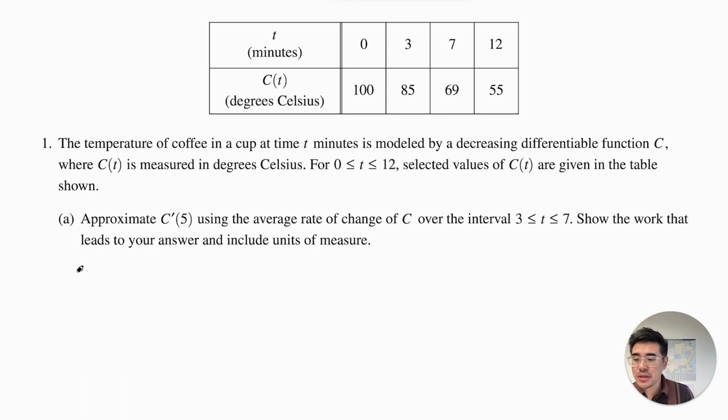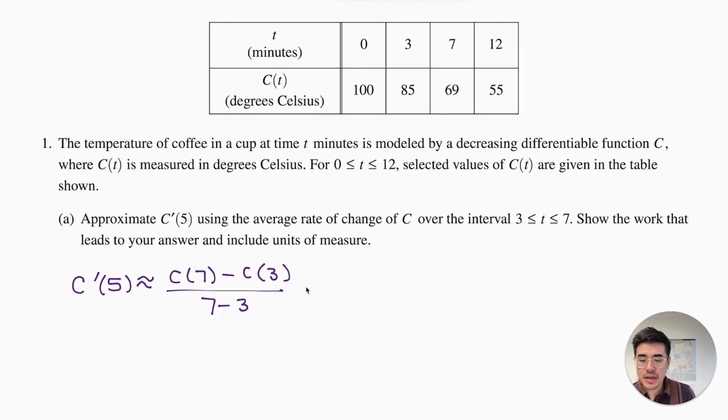So to properly show your work, here's what I do. C prime of 5, and since it's an approximation, I'm going to use the squiggles. C of 7 minus C of 3 over 7 minus 3. Then I plug in values from my table, so I get 69 minus 85 over 7 minus 3. 69 minus 85 is equal to negative 16, and 7 minus 3 is 4. Remember, you don't have to simplify if you don't want to, but this is just equal to negative 4. And then units: since it's a rate of change, it's the y unit over the x unit, so it's degrees Celsius per minute.